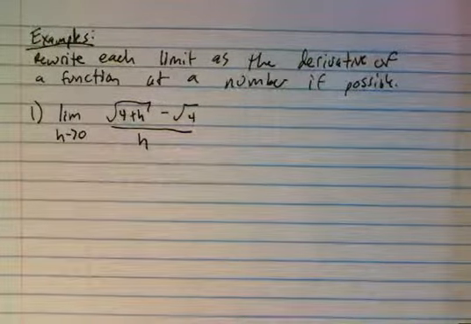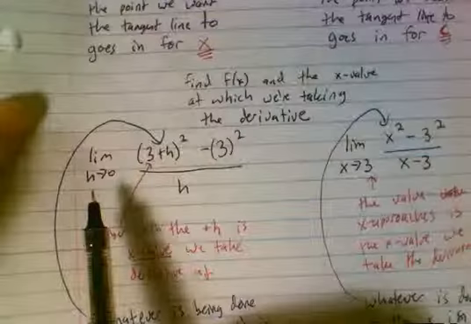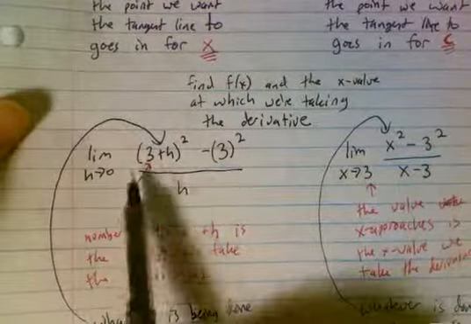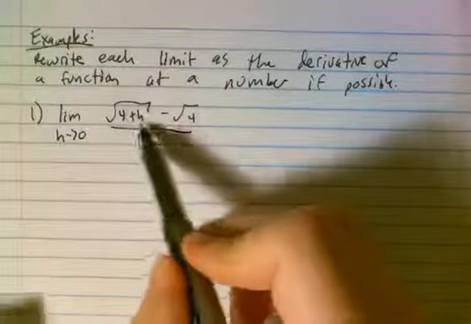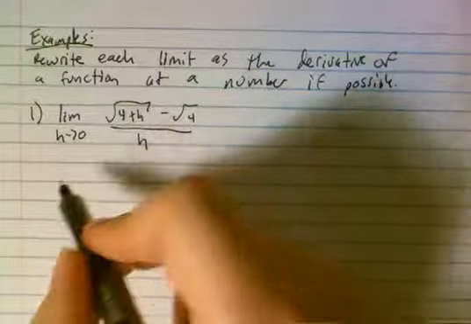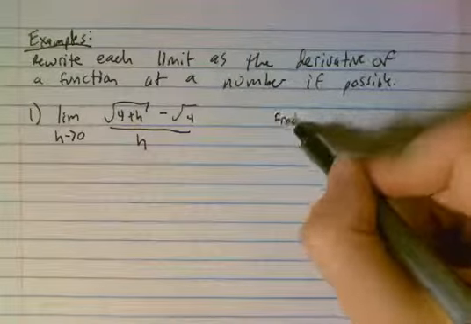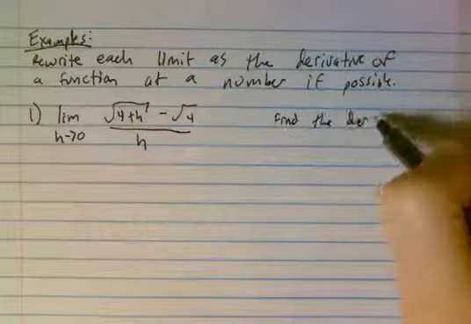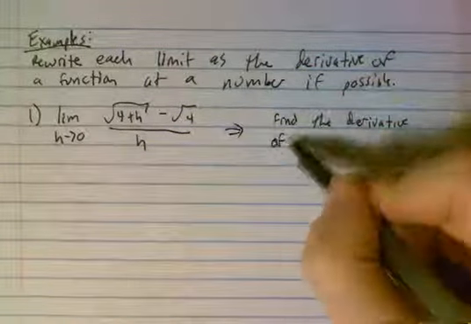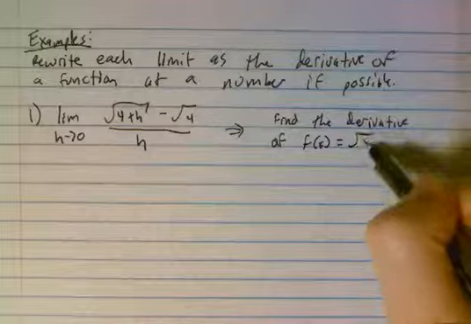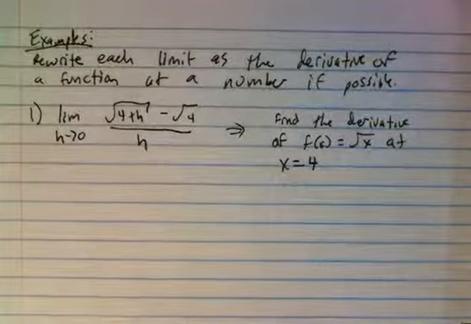So notice as we were looking back at our list, that's this pattern. We're seeing the h approaches 0. So whatever number is next to the h, that's 4. Whatever is being done to the 4 plus h, that's our function. So this means find the derivative of f of x equals the square root of x at x equals 4. That's all we're doing.